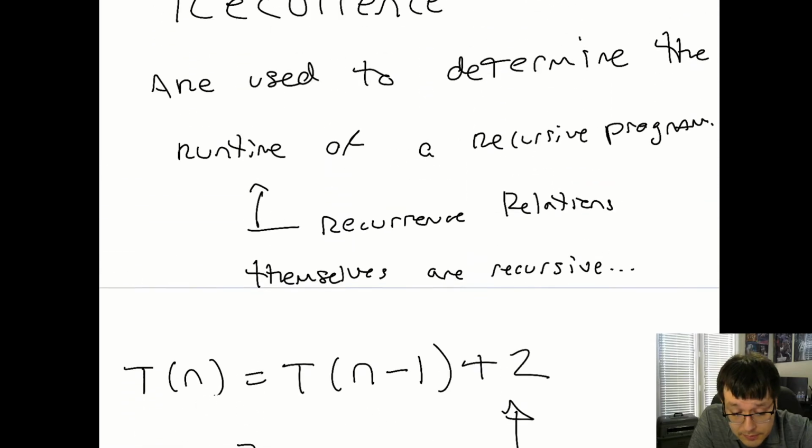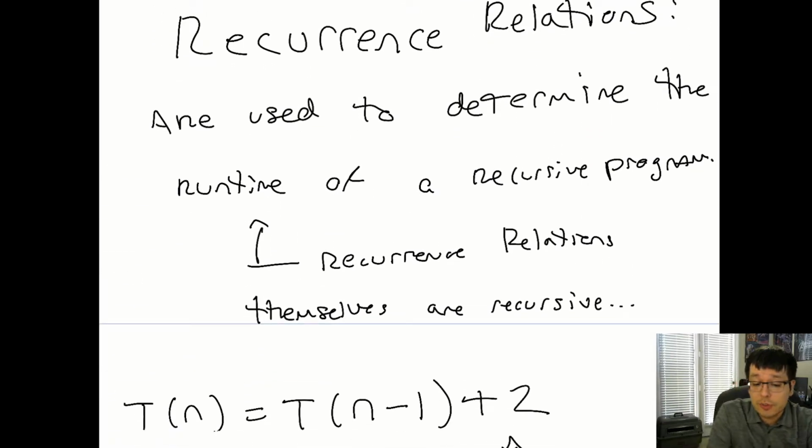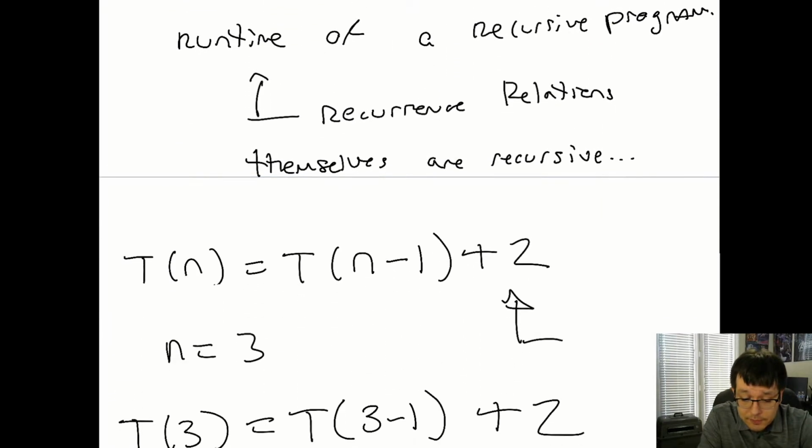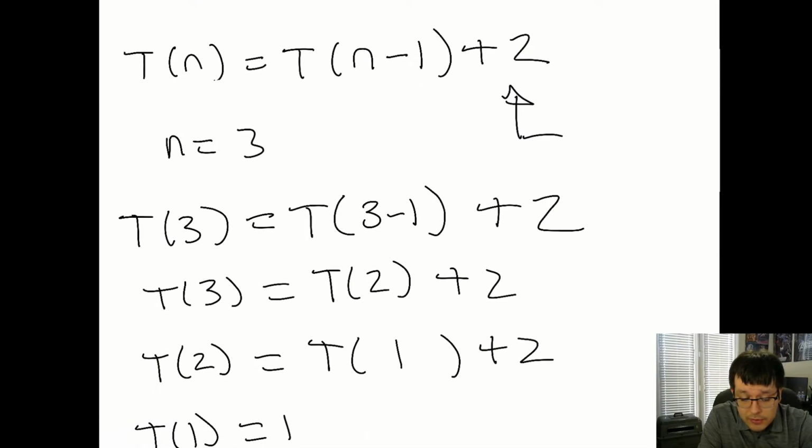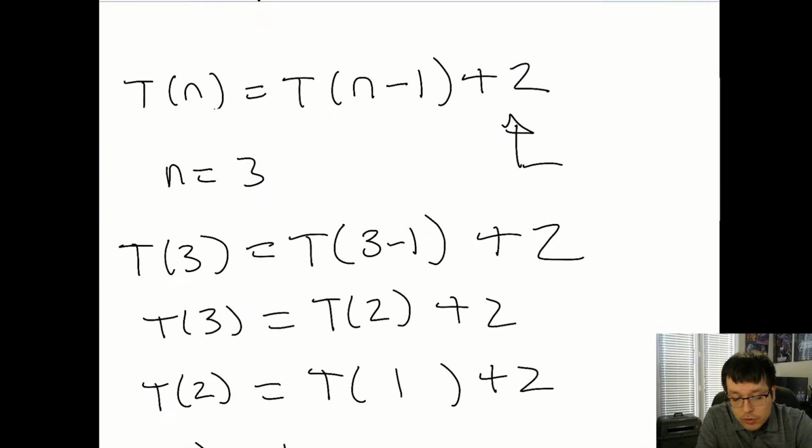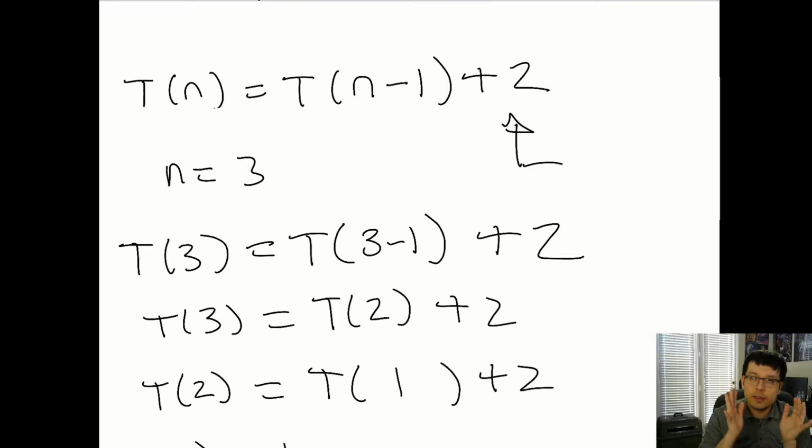So anyways, recurrence relations are used to determine the runtime of a recursive program. The example I was giving you is that we represent the time it takes for a recursive piece of code to run by calling this T of n, and the n represents how many iterations, per se, you're going to be doing, okay?